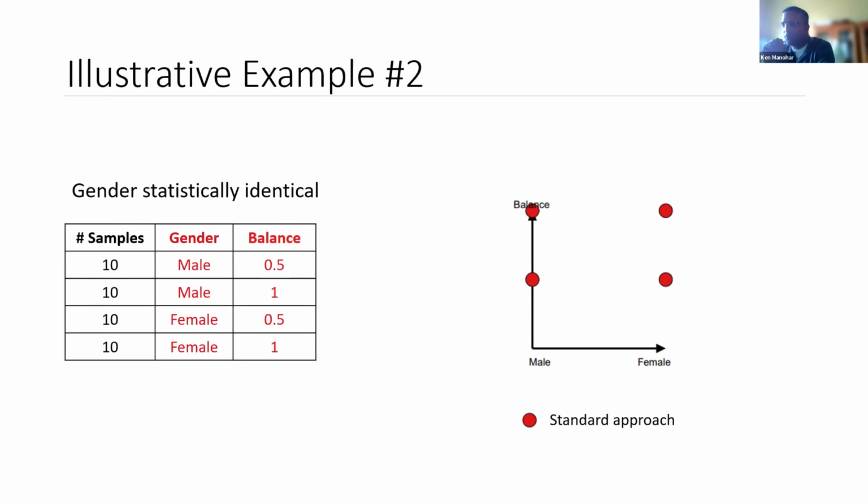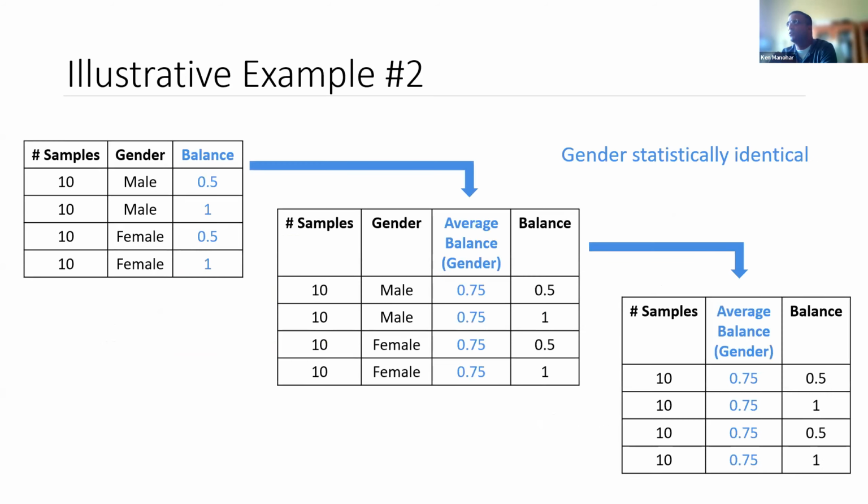However, let's look at an example where males and females are statistically identical, so you don't really have any difference whether you are male or female. In this one, if you use the standard approach, notice we still get the same 4 clusters: males 0.5, males 1, females 0.5, females 1. Now, when we do the transformation, this time we're replacing both males and females with an average of 0.75.